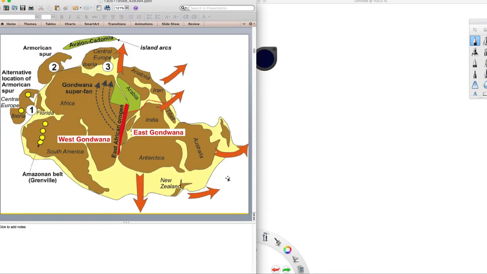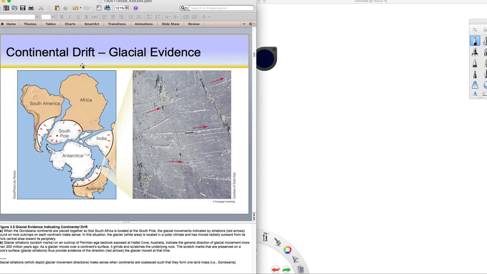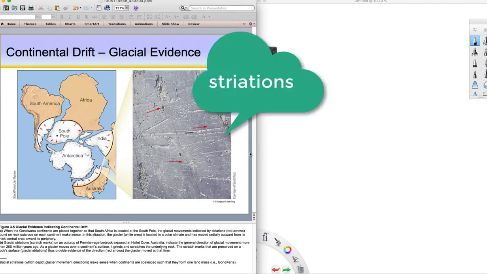And then here's a diagram showing Gondwanaland. And what I want to note here, where does North America fit into it? Well, Florida. Florida is really part of Gondwana. The glacial evidence: if we reassemble Gondwana and we put Antarctica, or really South Africa, over the South Pole, we see that the glaciers are moving away from that central point, and they leave these scratches on the bedrock, and those are called striations. So we can tell which way the glacier ice was moving based on these scratches.